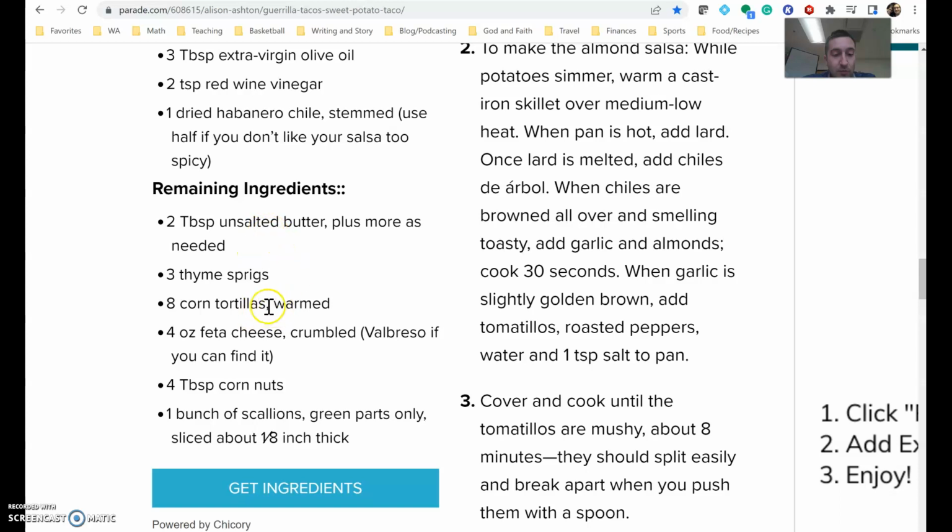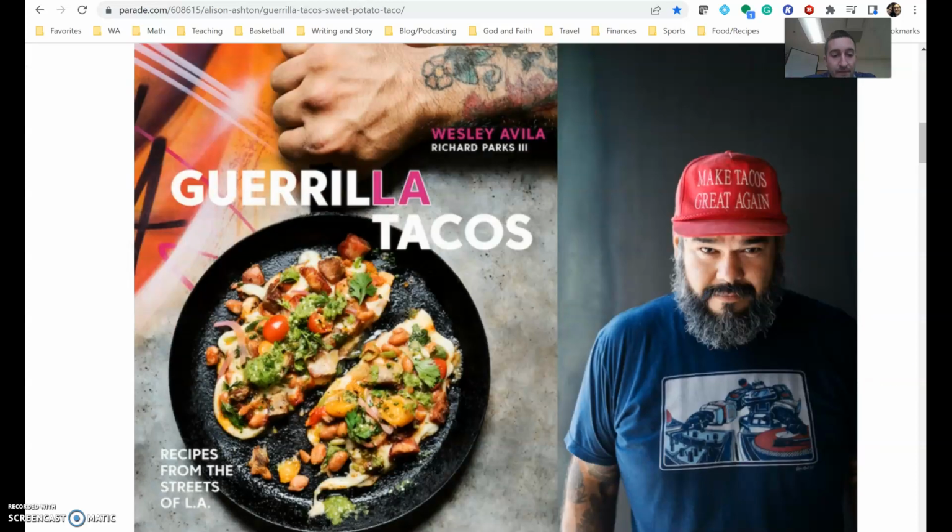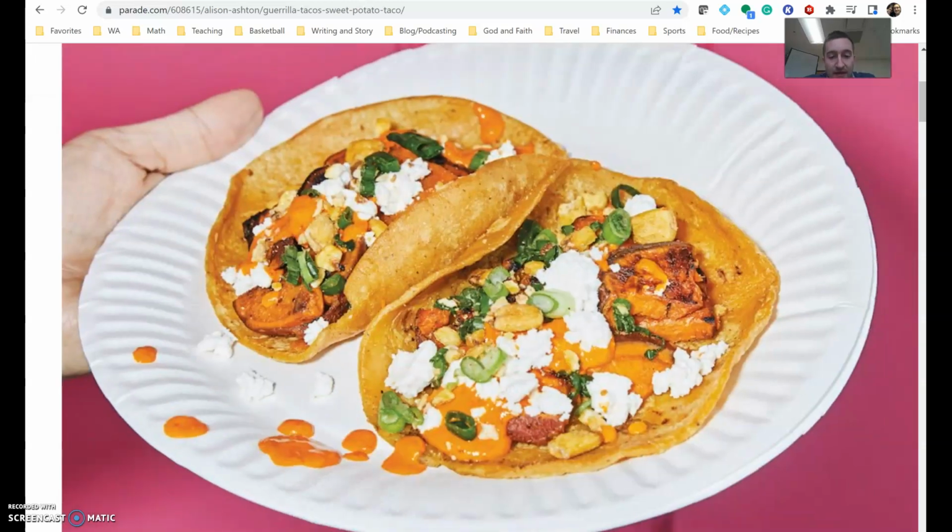Then you got your tortillas you warmed up. You got your feta cheese. Basically, all you got to do, where are they? Look, sweet potatoes, feta, scallions, the delicious salsa. And these little things are corn nuts. Believe it or not, they give it the perfect crunch. Warm up your tortillas.